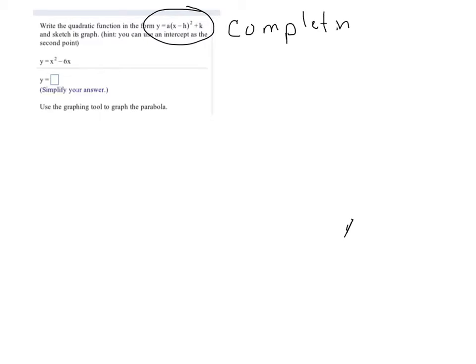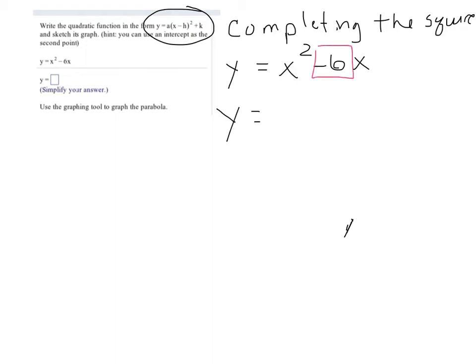Now when you complete the square, what you're trying to do is to take this y equal x squared minus 6x, and you're trying to put it into a form where there's a perfect square binomial involved. So for completing the square, the first part is we take half of the linear term. And when we say to take half of the linear term, we're talking about this value right here in front of the x to the first variable. So half of negative 6 is negative 3. So that's kind of where we'd start off with this process.